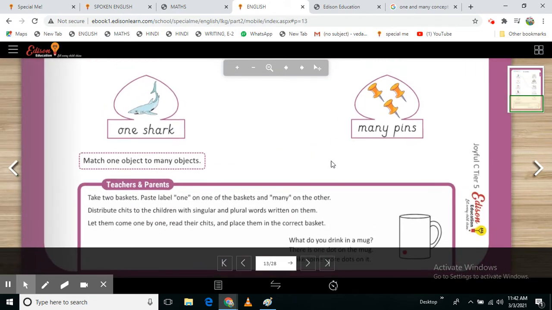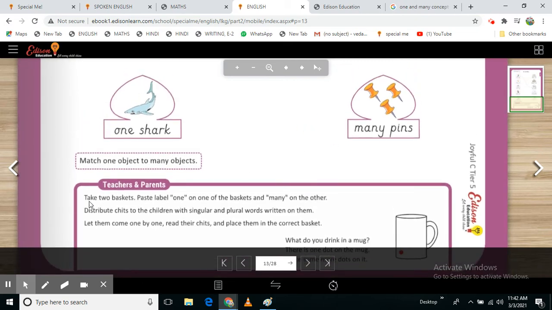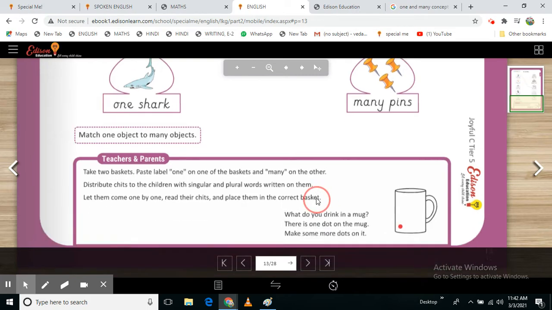Okay students, so in this way you have to do this activity at home. Okay, take two baskets, paste label one on one of the baskets and many on the other. Distribute chits to the children with singular and plural words written on them. Let them come one by one and read their chits and place them in the correct basket.